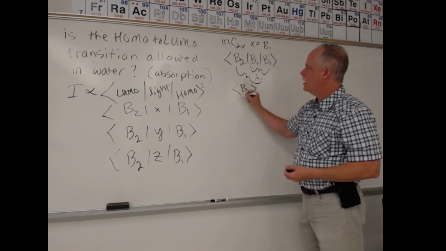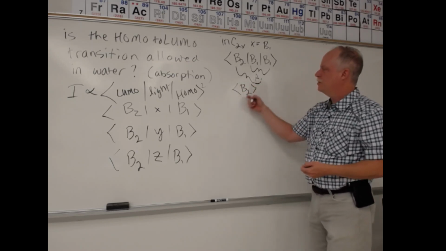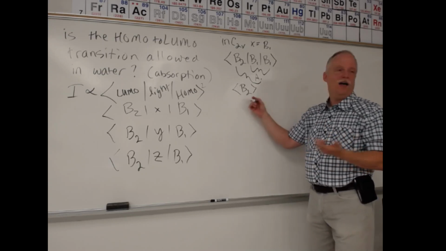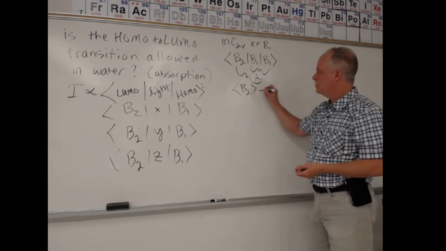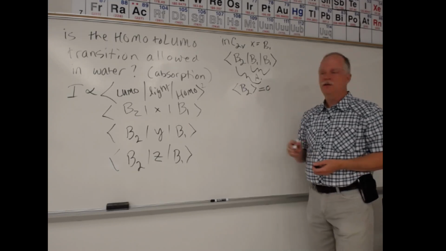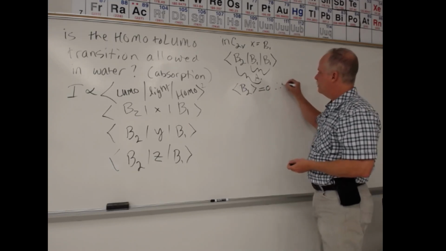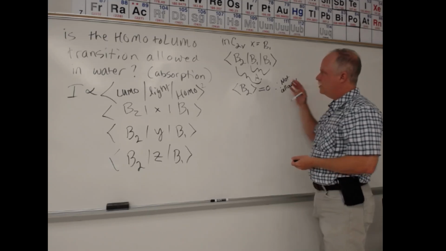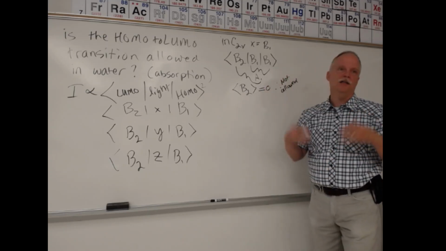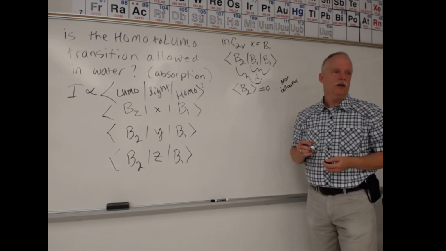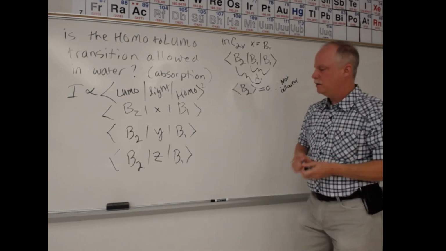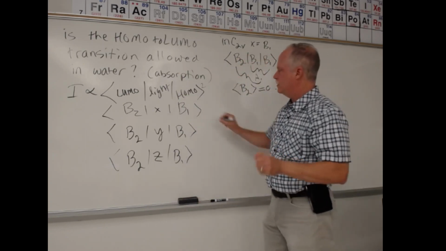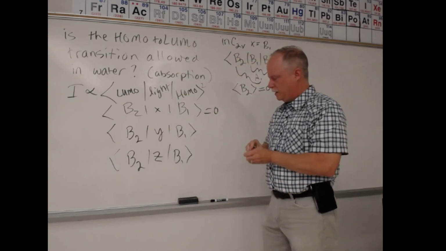So for X polarized light, my integral is a function that has the symmetry B2. And that's not top row. So that's going to be equal to 0. Therefore, not allowed. So X polarized light can't cause this transition to occur. So this one is equal to 0. Let's look at Y.